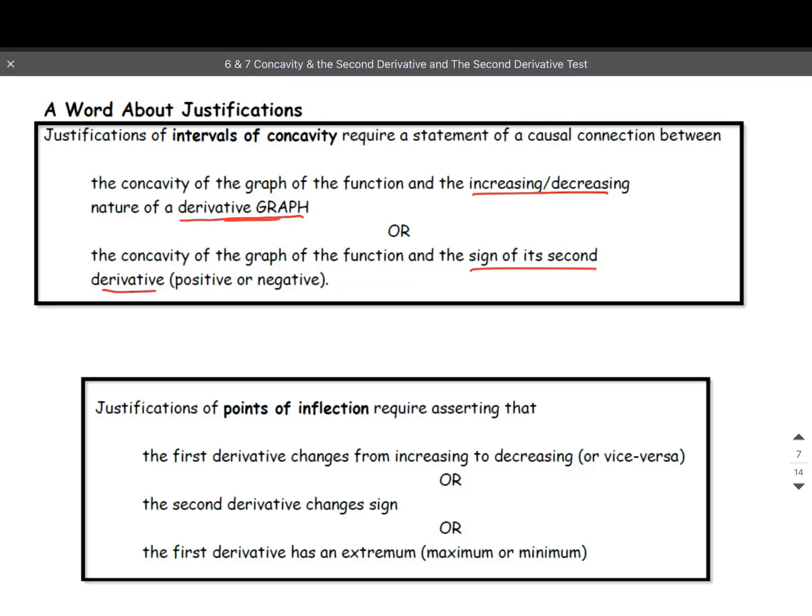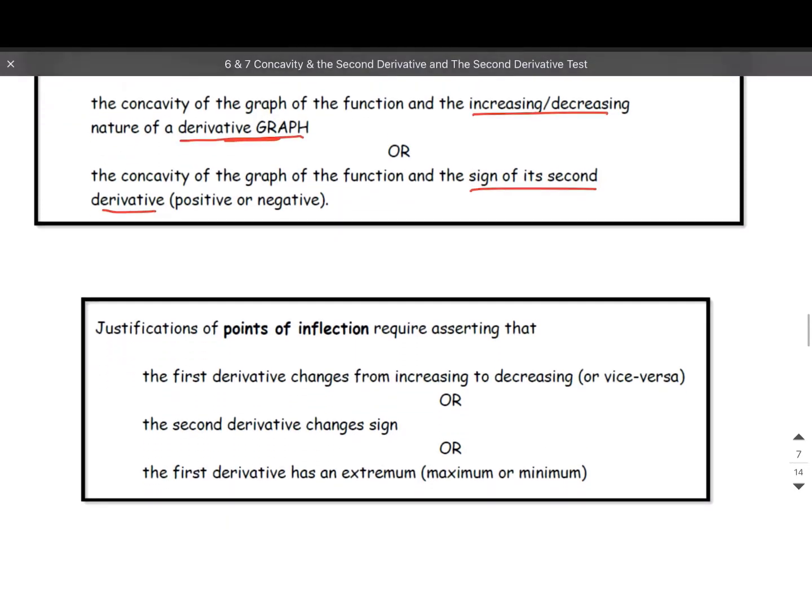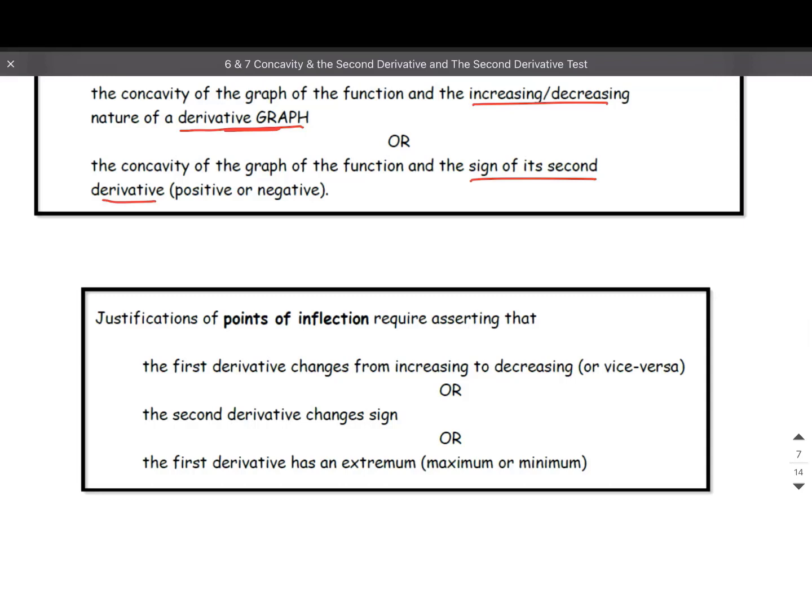Also, justifications of points of inflection require several things. The first derivative changes from increasing to decreasing, or decreasing to increasing. The second derivative changes sign, or the first derivative has an extremum, a maximum or minimum. If the first derivative has a max or a min, it changed from increasing to decreasing, which means the derivative changed sign. So again, if you're looking at a graph of a derivative and you see that it has a max or a min, then you know the original function has a point of inflection.